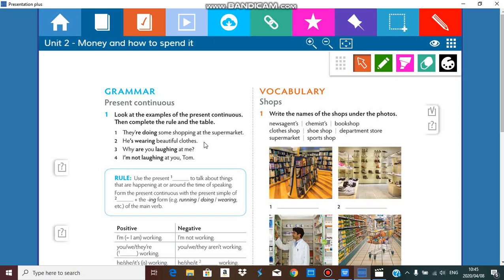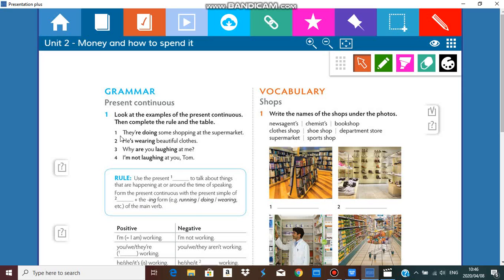What is present continuous? The rule says use the present continuous to talk about things that are happening at or around the time of speaking. Form the present continuous with the present simple of the verb be, which is am, is, are, and here are your verbs: run, running; you will add ing. Do, doing. Wear, wearing, of the main verb.